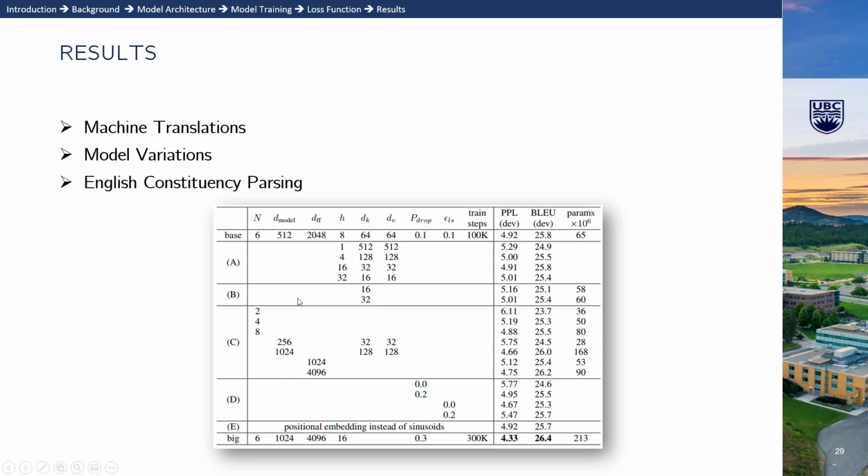In rows B, we observe that reducing the attention key size hurts the model quality. This suggests that the dot product cannot actually efficiently determine the compatibility. We further observe in rows C and D that, as expected, bigger models are better, and dropout is very helpful in avoiding overfitting. In row E, instead of the sinusoidal positional encoding, the researchers have experimented with the learned positional embeddings and observed nearly identical results to the base model.